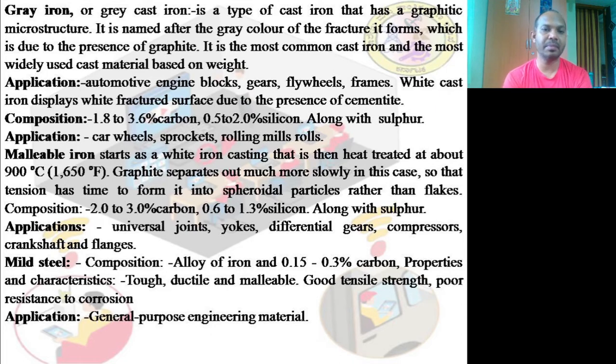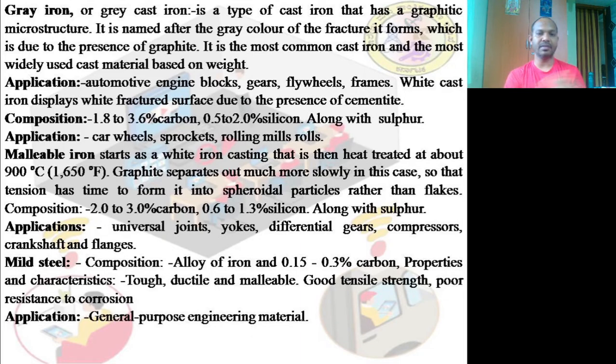Applications: automotive engine blocks, gears, flywheels, frames. White cast iron displays white fractured surfaces due to the presence of cementite. It is one phase of the liquid iron after forming into a solid. Composition: it will have 1.8 to 3.6% carbon and 0.5 to 2% silicon along with sulfur.